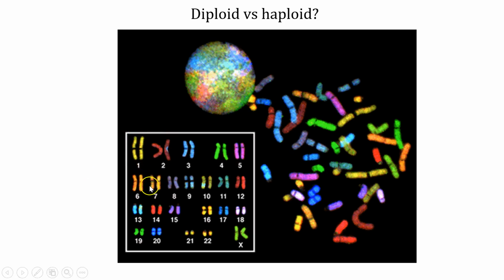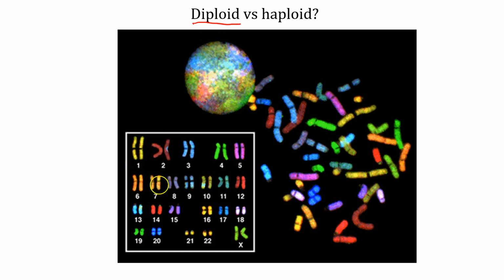So basically, we all have 22 pairs of chromosomes, and then 1 pair of what are called sex chromosomes. This particular one is an XX, which would be a female. If this was a male, it would be an X and a really small one called a Y. Almost all of our cells are going to have 46 chromosomes like this. They're all going to be diploid.